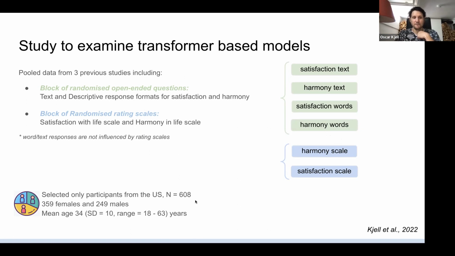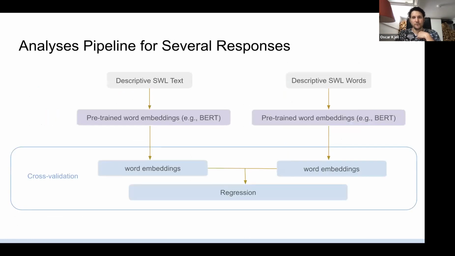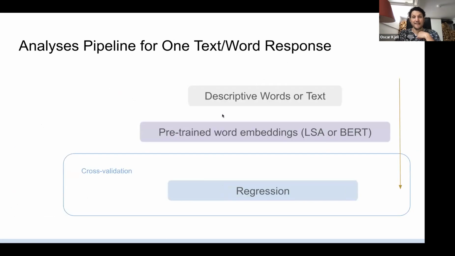So we have a little bit more than 600 participants, all coming from the US. And then we take these into this analysis pipeline. We take each response and use a language model, a pre-trained word embedding. We've tried it with both LSA, latent semantic analysis, which is the decontextualized type, and BERT, which is a transformer-based model that takes the context into account. So then we get a word embedding.